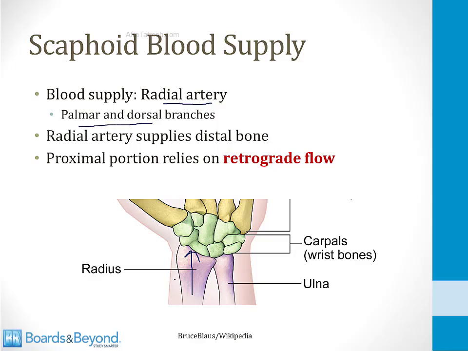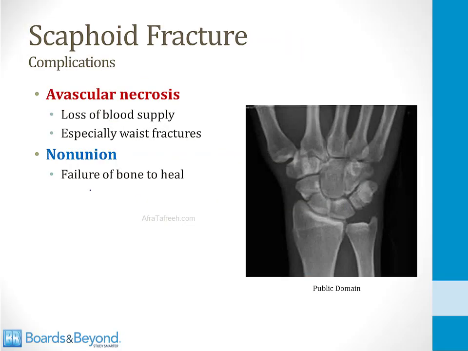But the way this works is that the artery delivers blood to the distal portion of the scaphoid, and then blood works its way back proximally. What this means is if you have a fracture, especially a fracture in the middle of the bone, then this proximal portion is going to lose its blood supply. That's because the proximal portion relies on retrograde flow. So for this reason, avascular necrosis is a classic complication of a scaphoid fracture. This is loss of blood supply to the bone.